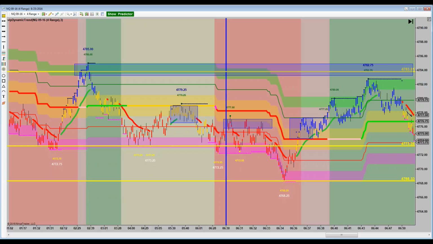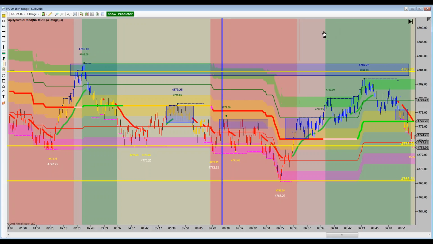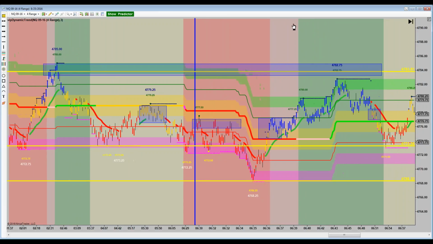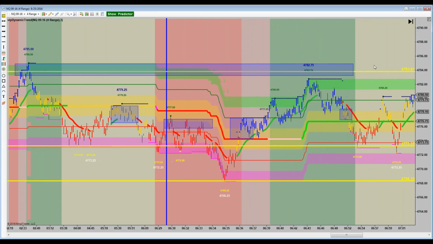We did have some news. It was minor impact. We started to break down. We checked that support level one more time, and then we started whipping around in a very tight range. It was at this point, right around 7 o'clock, that I stopped trading NASDAQ.